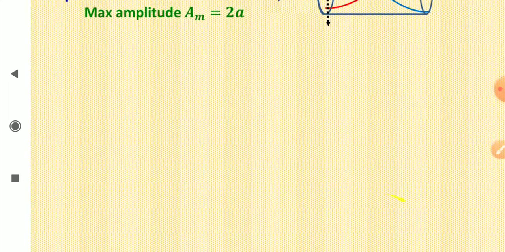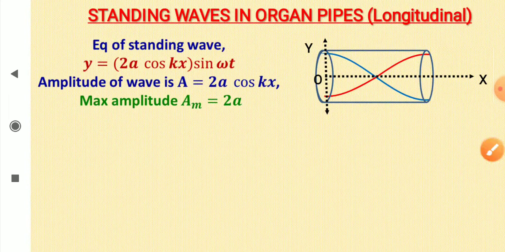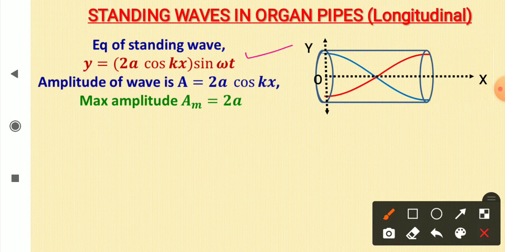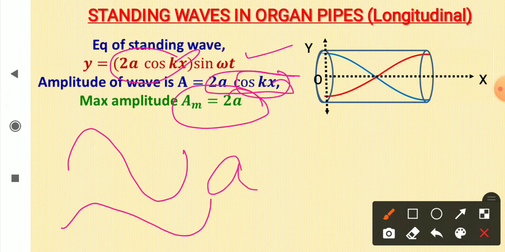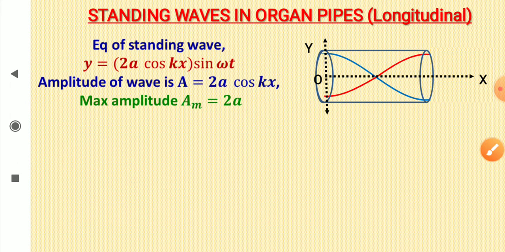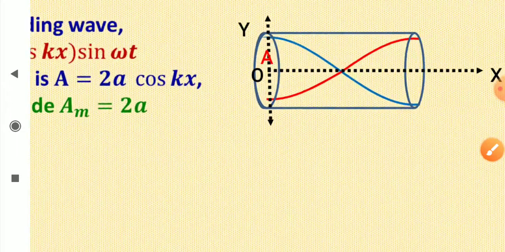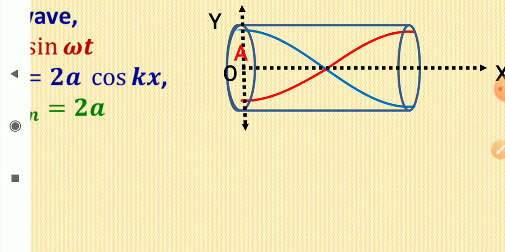So you see here, the equation of the stationary wave, we just did that. Amplitude A is 2a cos kx, and the maximum value of the cos function is 1. So the maximum amplitude is 2a. Now the interesting thing to note is that the amplitudes of our incident wave and reflected wave were a, but the amplitude of the stationary wave is 2a. The amplitude is doubled here.